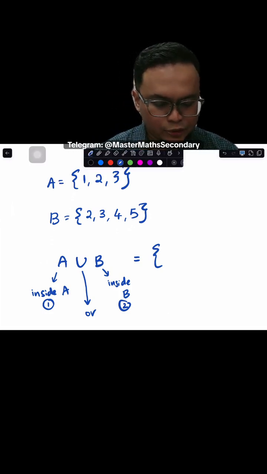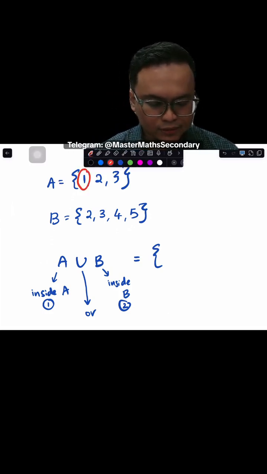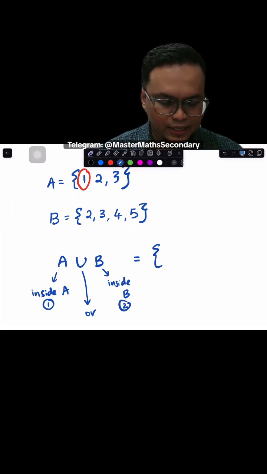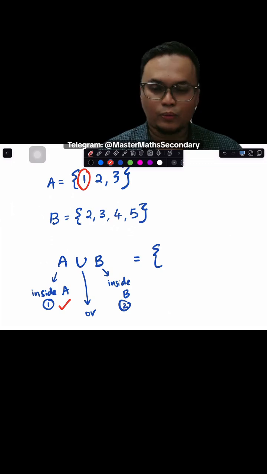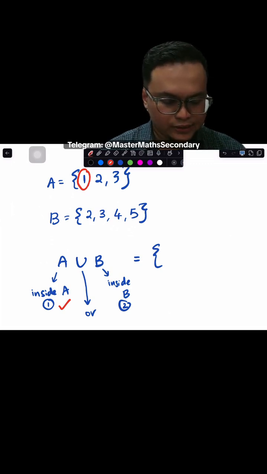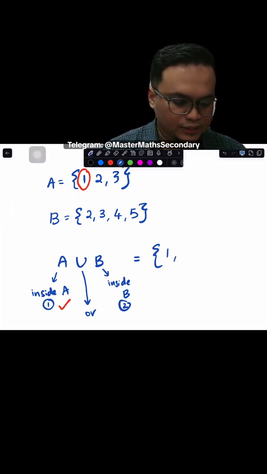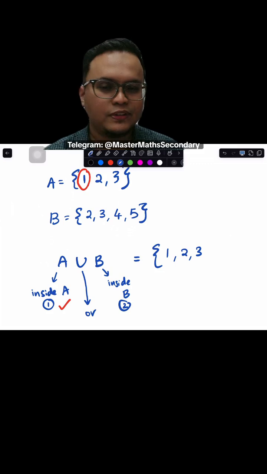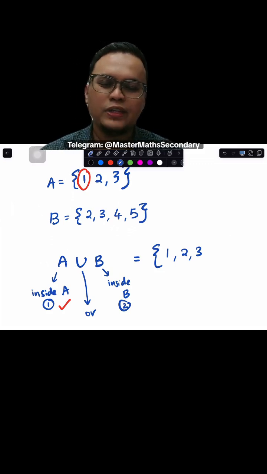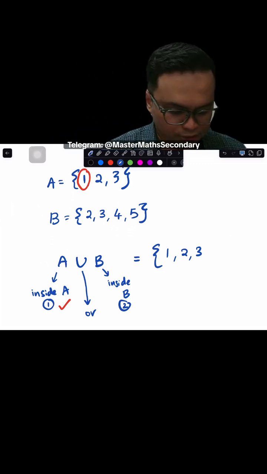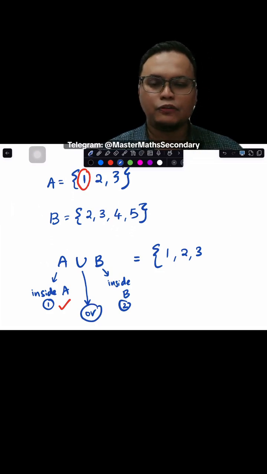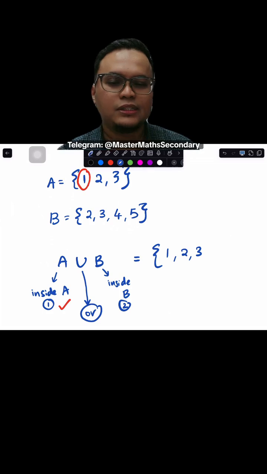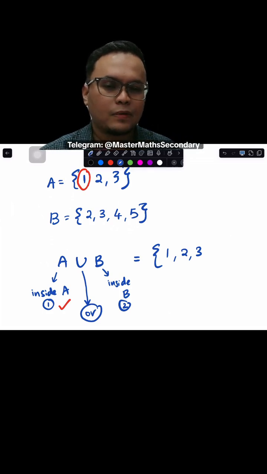So one, okay, I'm gonna go one by one. One is an element of the set A, right? It would fulfill the condition one. So therefore, I include one inside. Okay, so does 2, so does 3, because 1, 2, and 3 are found inside A. They fulfill the first condition. Must they also fulfill the second condition? No, because it's an or. As long as they fulfill at least one of the conditions, then that's fine.